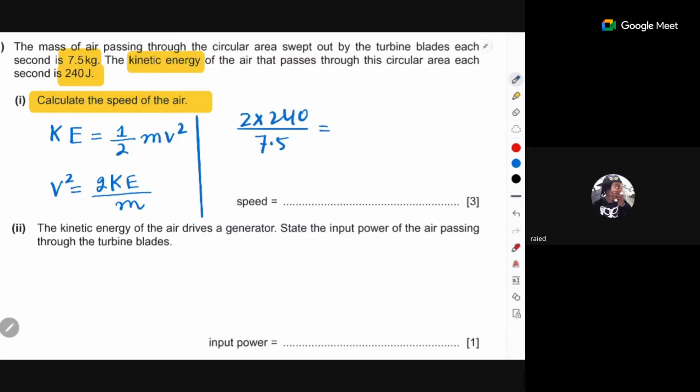Sir, 64. Oh my God, 364 was too much, so I got scared. 64 meters per second is the speed of the air. Your marks allocation is 1 mark for this all, 1 mark for the placement of the values, and 1 mark is to write the answer, 64 root meter per second, along with the unit.